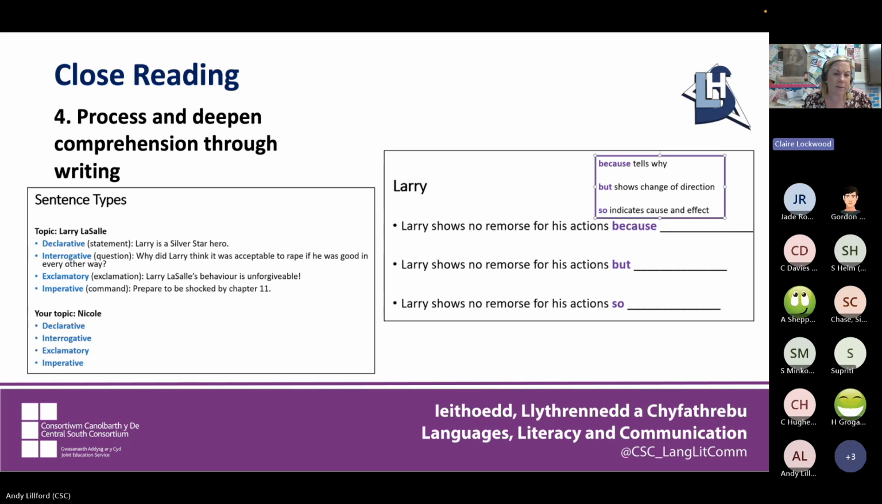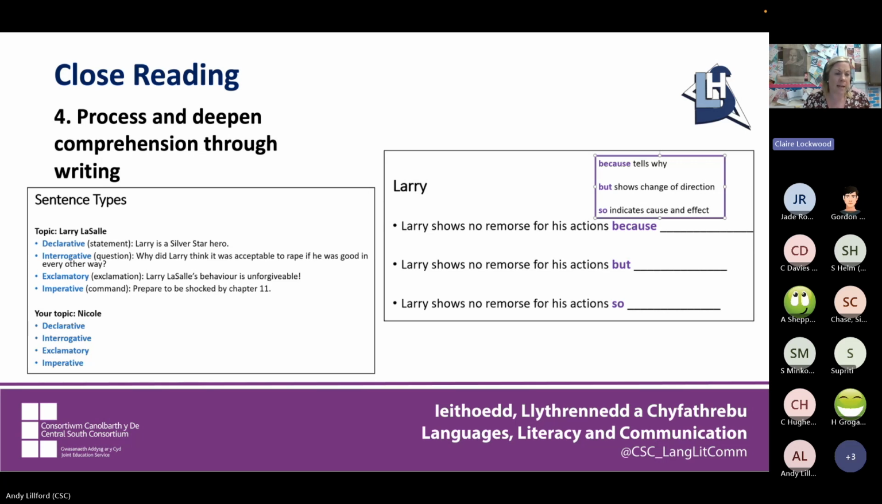And Larry LaSalle is a character from a text that we teach at GCSE. But I need them to be thinking in more detail about the character. So first of all, I've gone through topic sentences, and sentence types rather. So looking at declarative, interrogative, exclamative or exclamatory, and imperative, and giving them something that I want them to write in the style of those sentences around the character. This is still testing their understanding of the character and their reading comprehension, because if they haven't understood the character of Larry, then they can't do this task. But what it does now is it gives them a much more articulate response to the character.